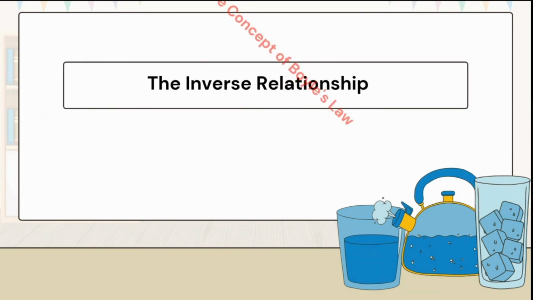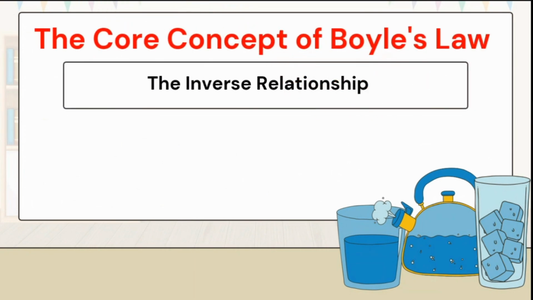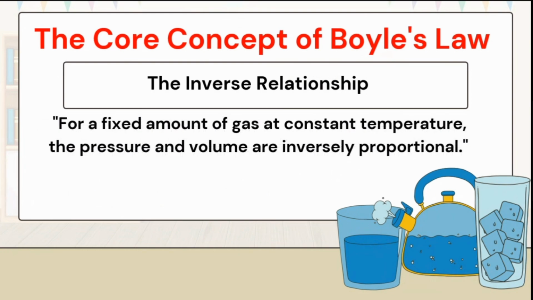So, what exactly is Boyle's law? It states that for a fixed amount of gas at a constant temperature, pressure and volume are inversely proportional. In simple terms, this means as the pressure of the gas increases, its volume decreases, and vice versa. It's crucial to remember that this law only holds true when the temperature of the gas remains constant.